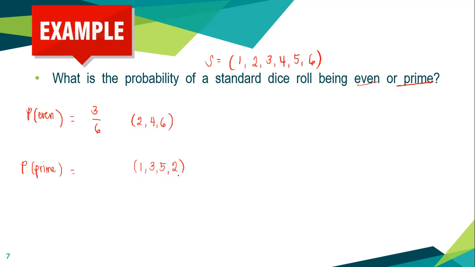Do you think? Kasi sabi, si prime daw is divisible by 1 and itself. Okay? Ang factors lang dapat kapag prime numbers ay 1 at saka yung sarili niya. So, di ba, kapag 1, 3, 5, ang mga factors lang yan is 1 at saka yung sarili niya. Let's say for 1, we have 1 times 1.